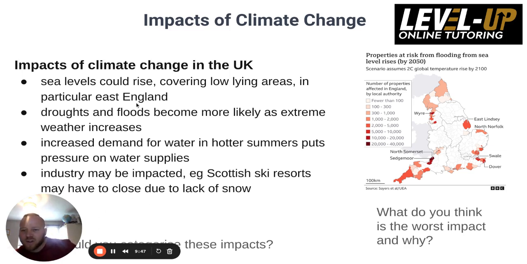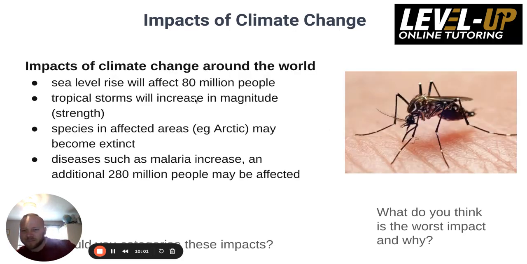Students should be able to categorise these into social, economic, and environmental, and maybe have an idea of, again, what they think is the most significant impact. All of this stuff, guys, is evaluation, big AO3 marks. How's it going to affect the world? Sea level rise will affect up to 80 million people. We talked earlier about tropical storms increasing in magnitude and strength, so that's bad news.